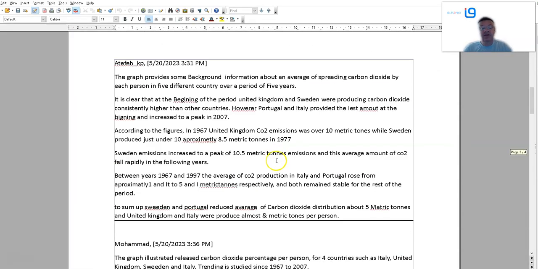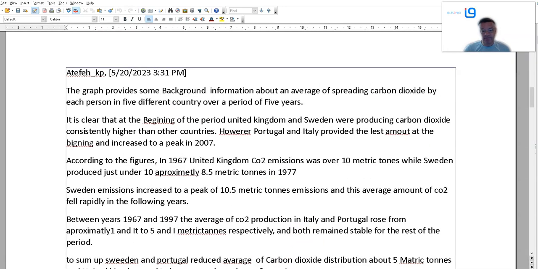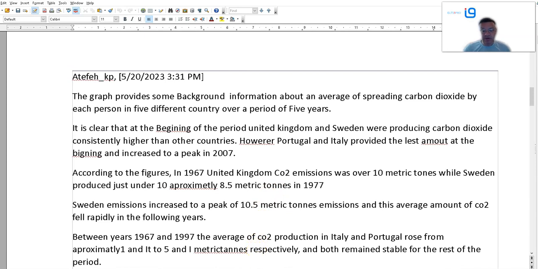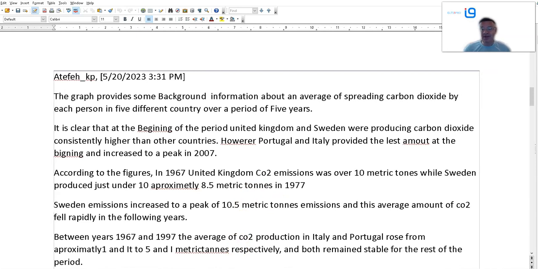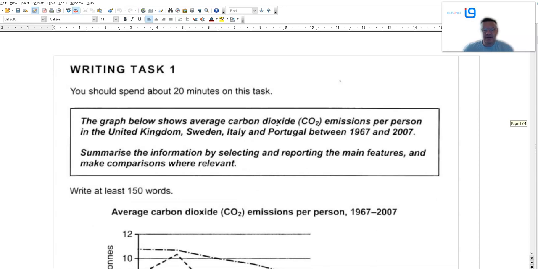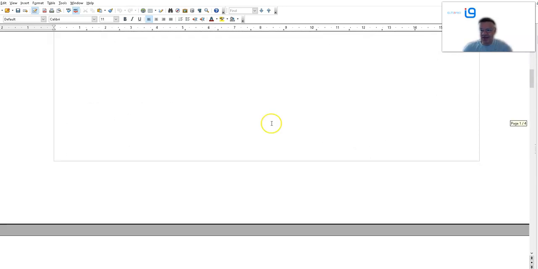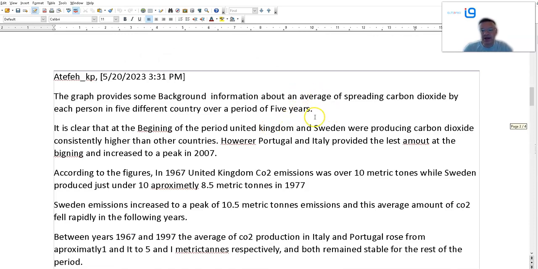What did these people do? Let's have a look. Okay, a bit bigger. Now, I'm not going to correct every single thing. I'm not going to be typing out every single change. The graph provides some background information. Really? Well, it simply shows, it doesn't provide, well, I suppose it does, but how is it background? The graph shows this, right? So we don't need that.